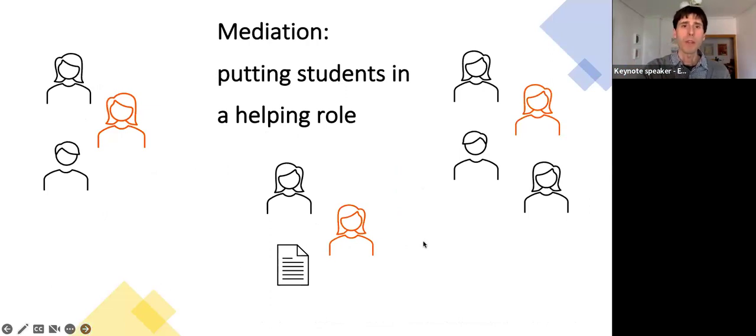So I'm going to finish there, and so this is basically mediation as defined, as I said, in this document, the Common European Framework of Reference. And you can see where we're asking students to do very different things.